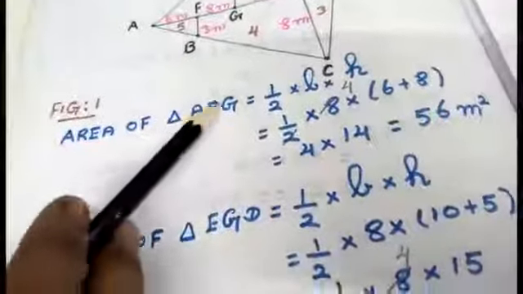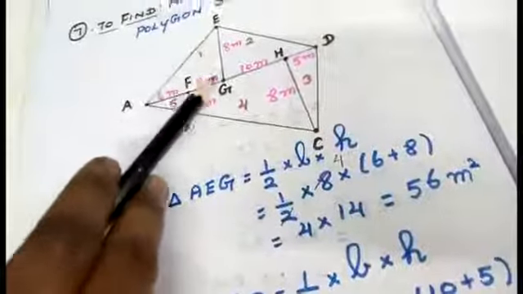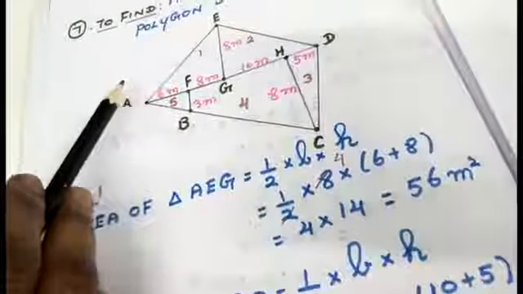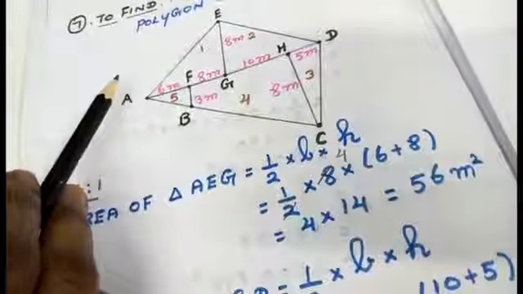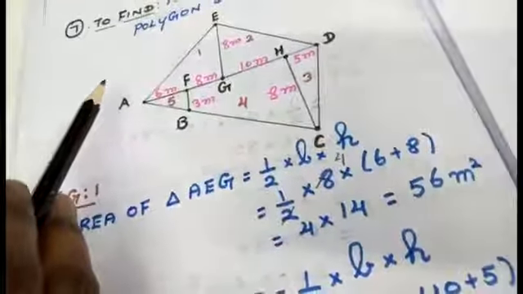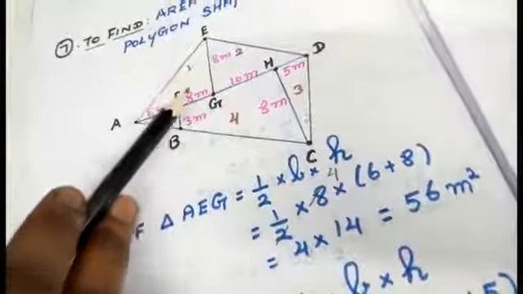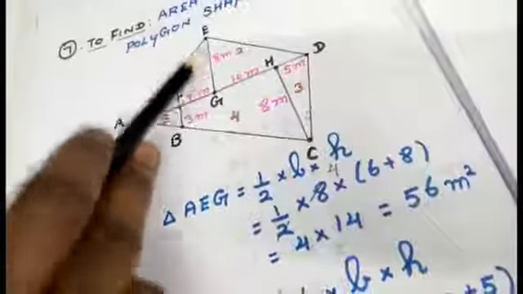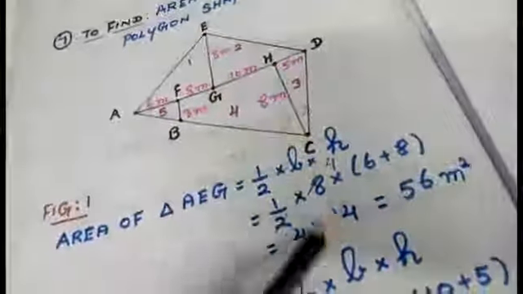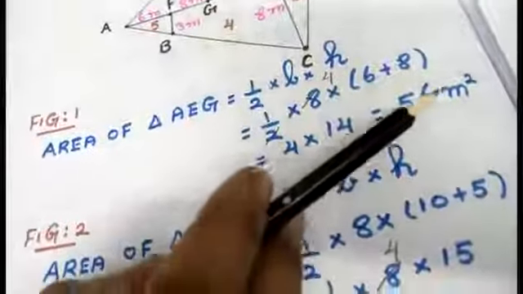Area of triangle AEG, first figure. I am going to take the base as 8 and the height as 6 plus 8. Whenever you compare base and height, the base will usually be smaller and the height will be more. That is the logic of comparing base and height. Sometimes if you interchange them, it is no problem. Base I am taking as 8, height 6 plus 8. AEG means this place, 6 plus 8. Calculating these two measurements, I get 14. So you will get the answer as 56 meter square.